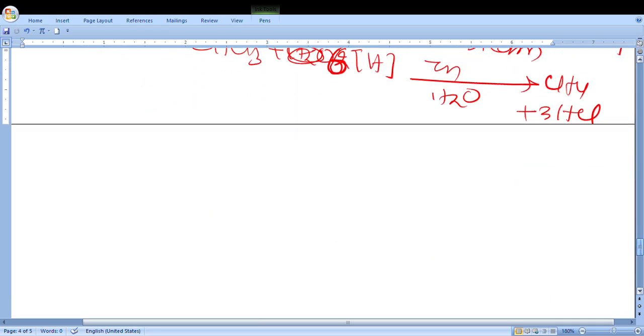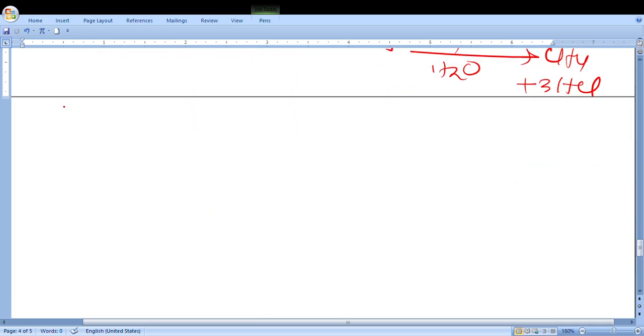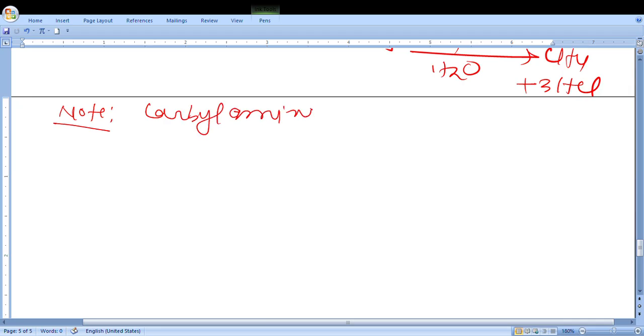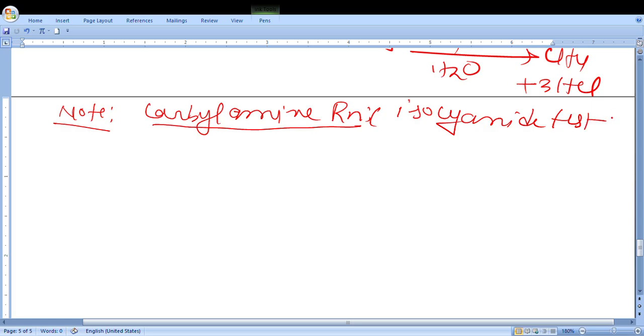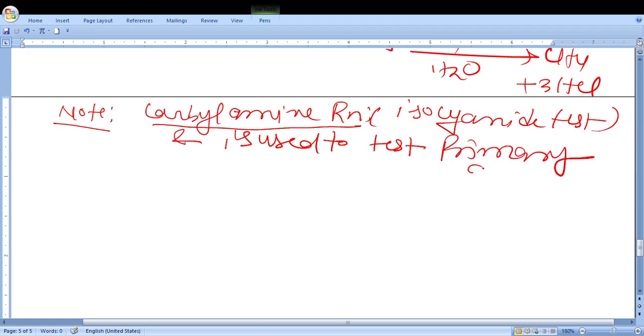Now we are coming to the last reaction. Very important reaction of chloroform. Carbylamine reaction. This you will study in amines as well. This is also called the isocyanide test and is used to test primary amines. Primary amines, whether they are aliphatic or aromatic.